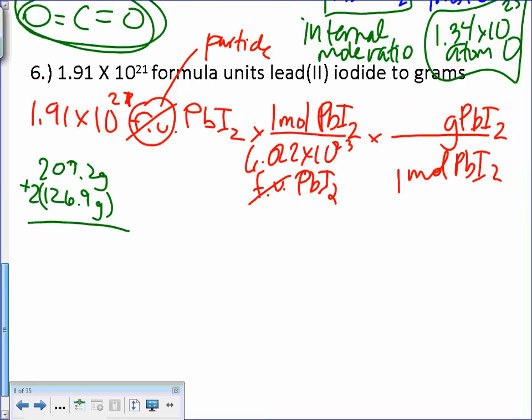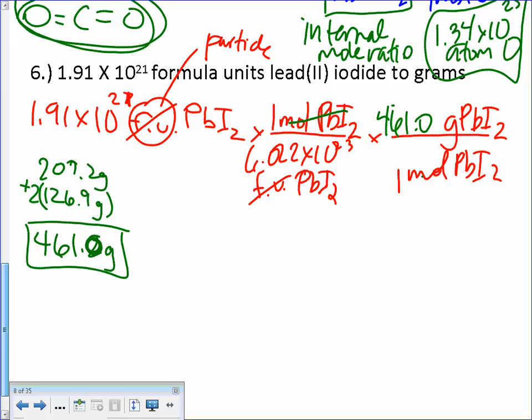Say again? 461.2 grams. Sorry, I apparently had a different periodic table, but there we go. That's your grams by adding lead plus iodine plus iodine. That number goes up here on top. So 461 grams of lead 2 iodide is equal to 1 mole of itself. And so moles of lead 2 iodide cancel. Only unit left is grams of lead 2 iodide, which is what I wanted.